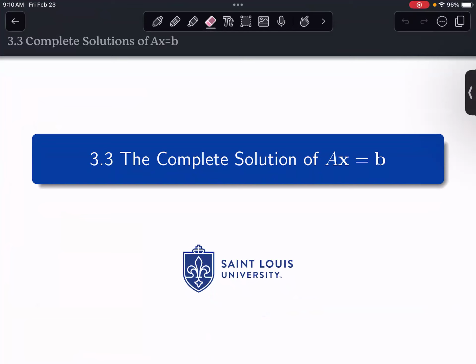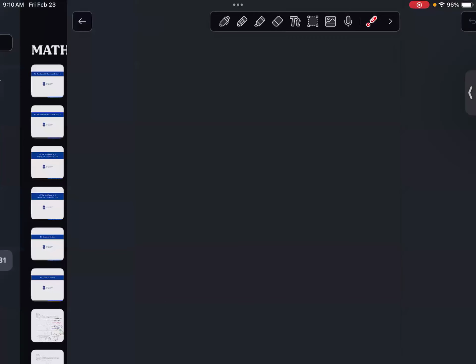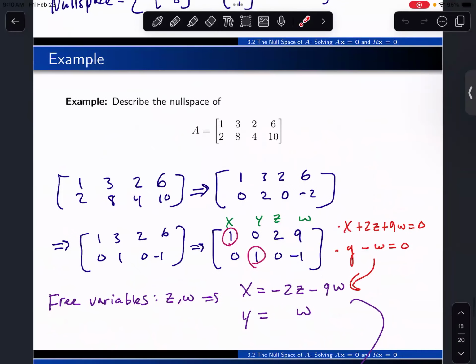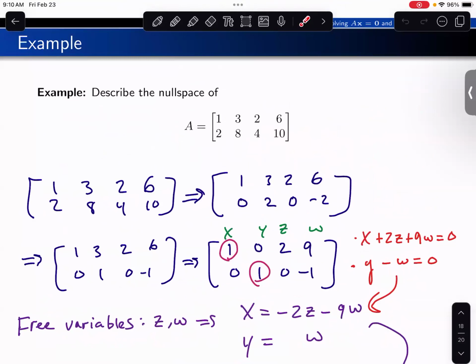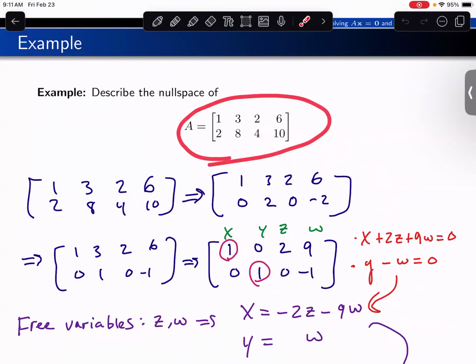Okay, so on Wednesday, we were talking about the null space of a matrix. That was the space of solutions of the equation AX is equal to 0. The technique we used to describe the null space of a given matrix A was to reduce it to reduced row echelon form, where we had a pivot of 1 in as many rows as possible, and anything above that 1, we reduced to 0. This was the final example we did.